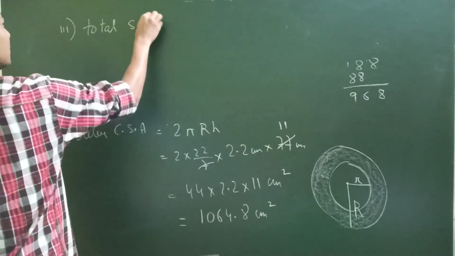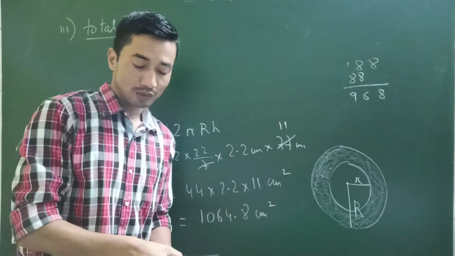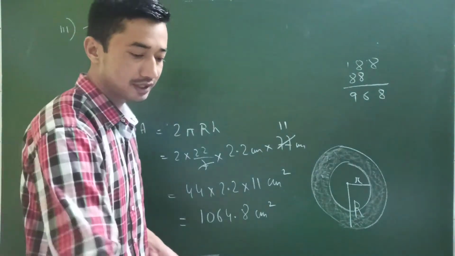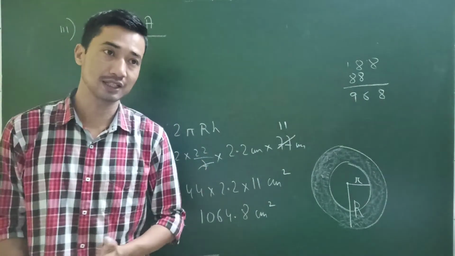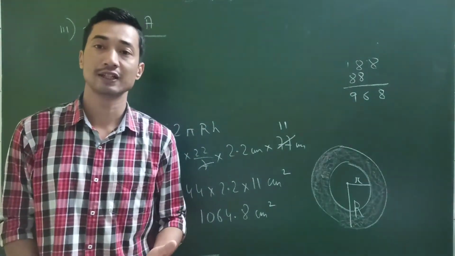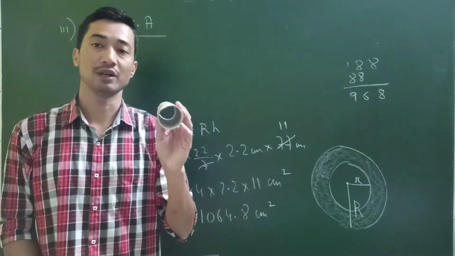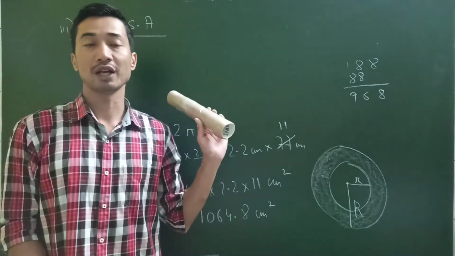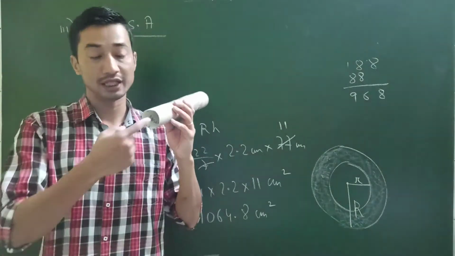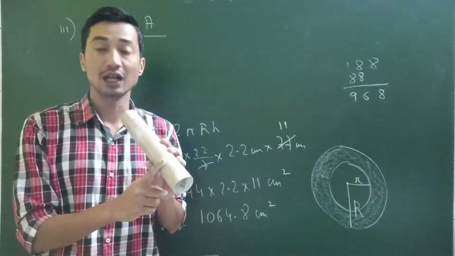Total surface area. Now to find this out, what did we discuss earlier? Surface area means the area of all the surfaces that a particular object has. Of course this is not a very proper diagram, but how many surfaces will our given pipe have? Well, it will have the inner curved surface area, and the outer curved surface area.